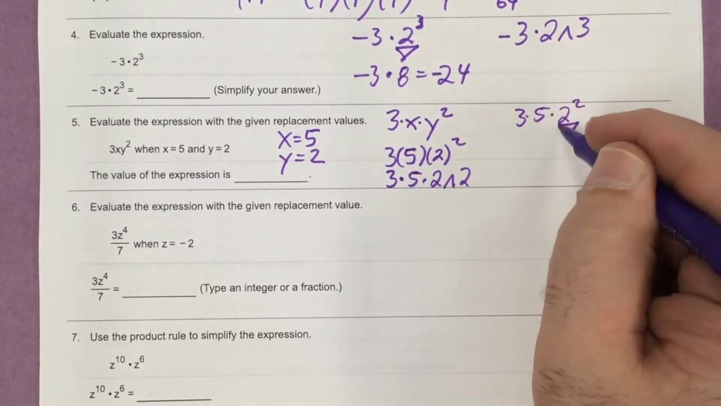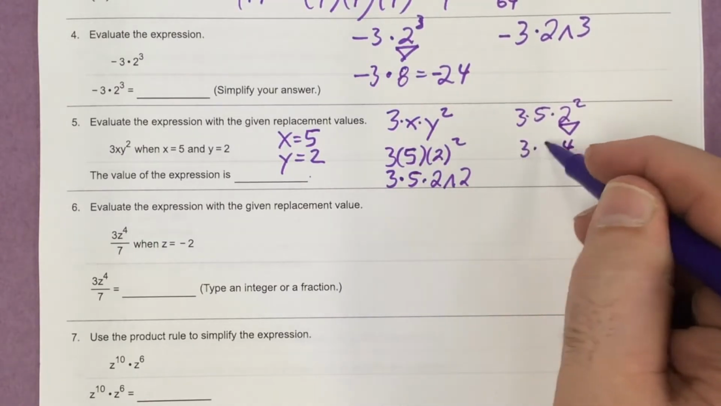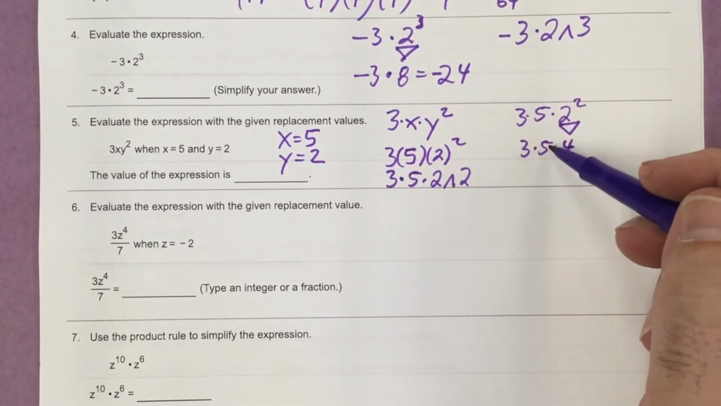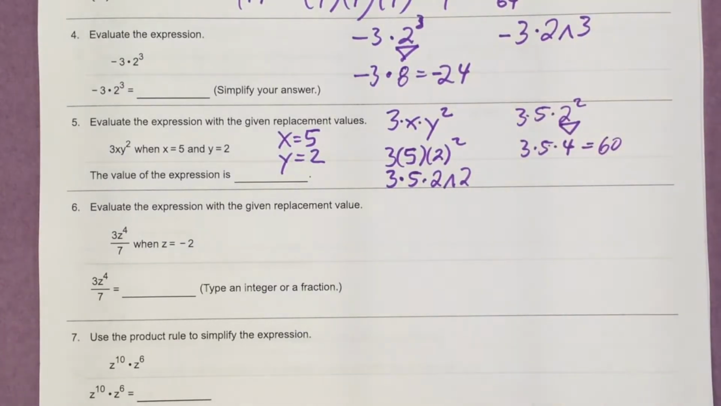I'm going to go ahead and take care of the exponent here first, and that's going to give me 4. So I'm going to have 3 times 5 times 4. 3 times 5 is 15, times 4, that's going to equal 60. And 60 should be your final answer to question 5.